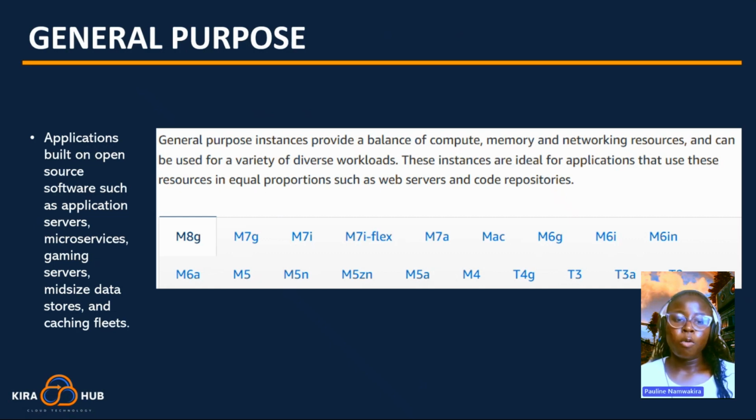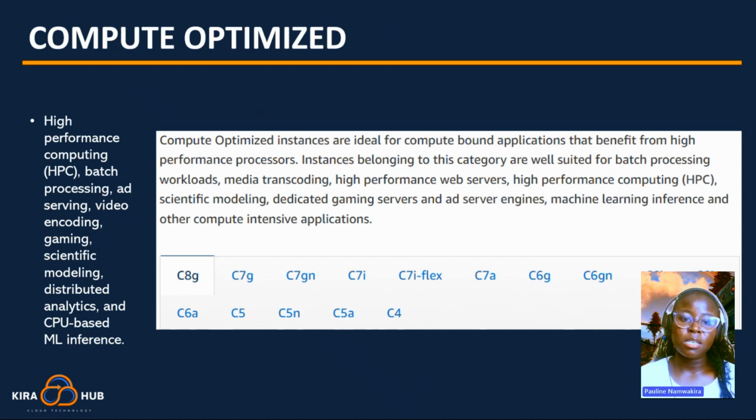So use case, why would you use the general purpose instances? Applications that are built on open source software, things like application servers, microservices, gaming servers, some caching fleets, all these are good use cases for the general purpose instance types.